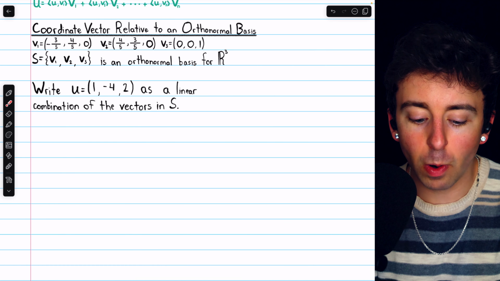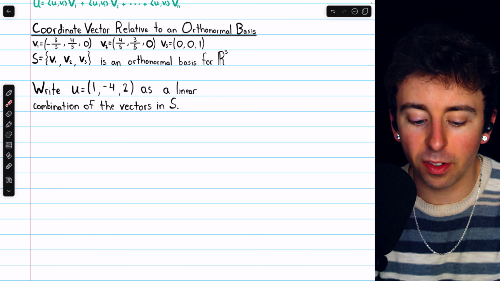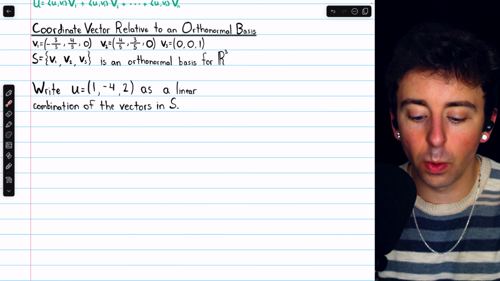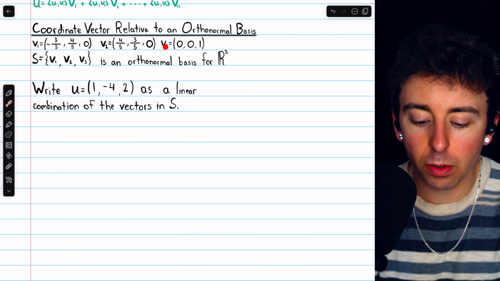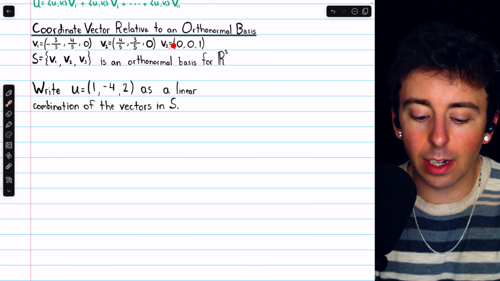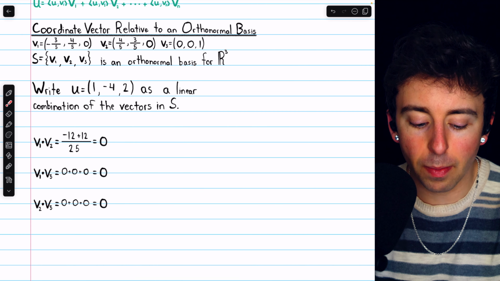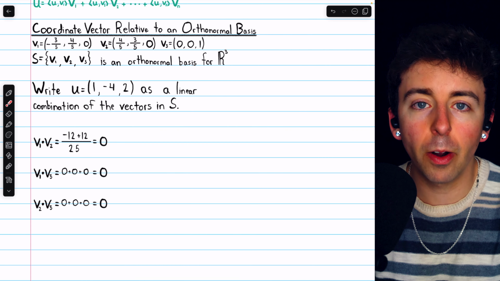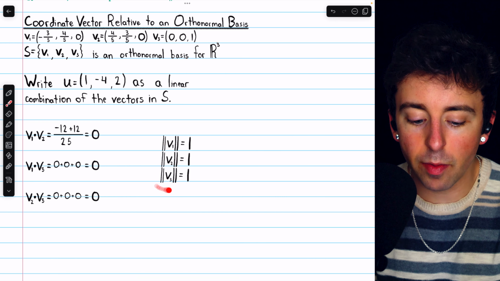So we are asked to write this vector u as a linear combination of the vectors in S, which is an orthonormal basis for R cubed containing these three vectors. You may want to quickly verify that these vectors do indeed form an orthonormal basis. To do that, we may begin by computing dot products. Indeed, each distinct pair of vectors from the basis has a dot product of 0, and so they are orthogonal. Then we may verify that they are unit vectors.